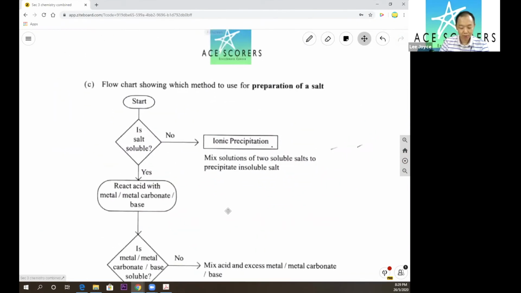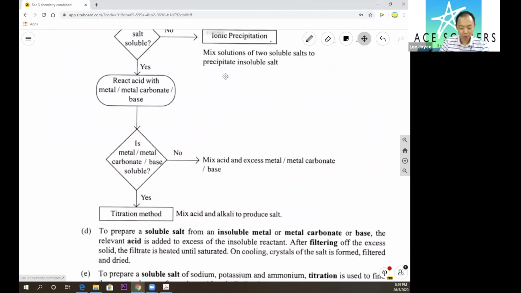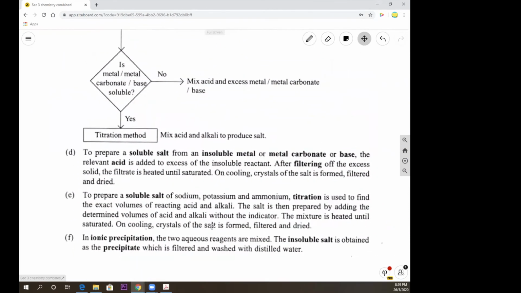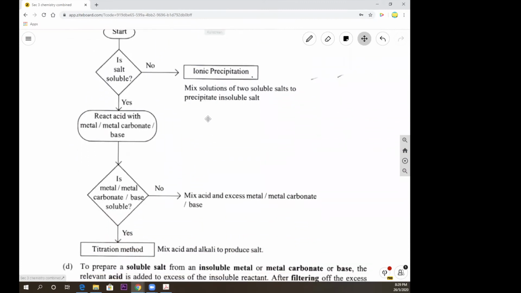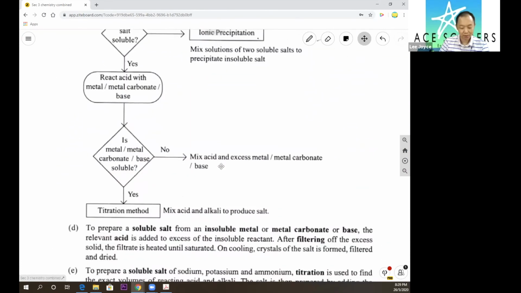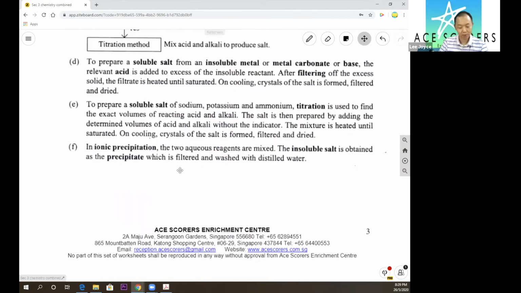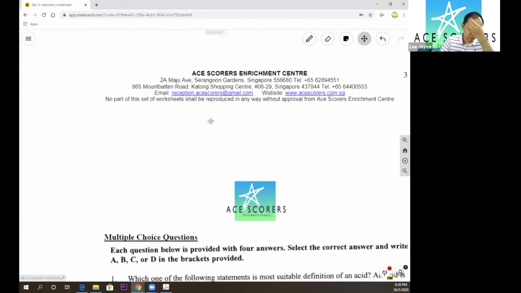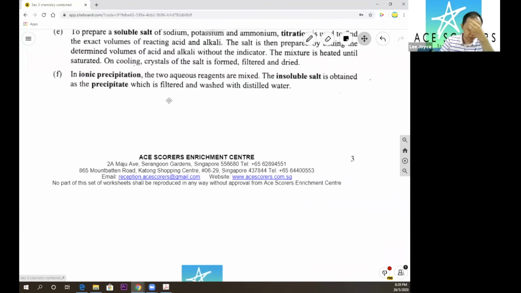Can you see this flowchart? You have to memorize this as well. But I'll teach you a simple way to memorize it. Okay, MCQ already.